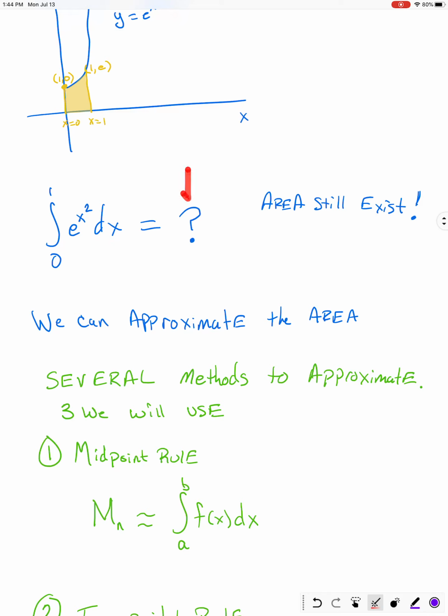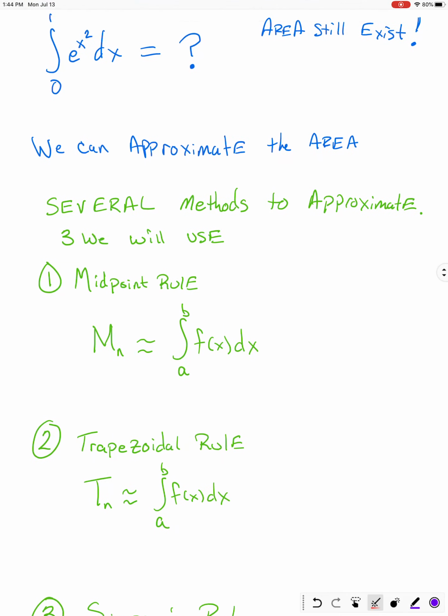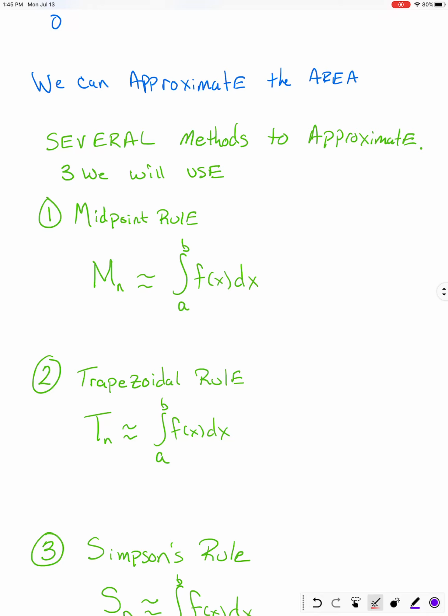But the problem is, I don't know what that antiderivative, that capital F, is. But the area still exists. Even though I can't figure out what the capital F is, that area still exists. So the question is, how do we find that area? Well, one technique we can use is to approximate the area. This is not exactly the value of the area, but it's an approximation.